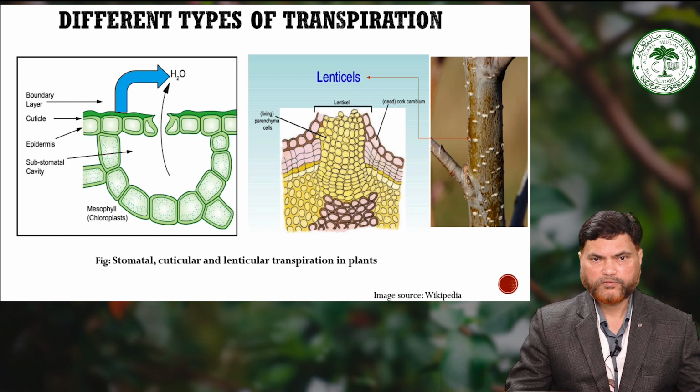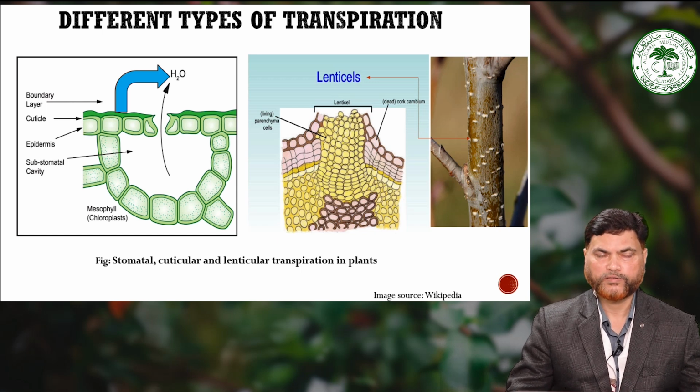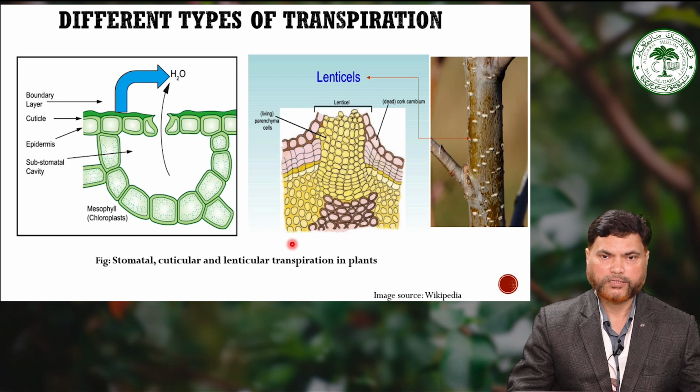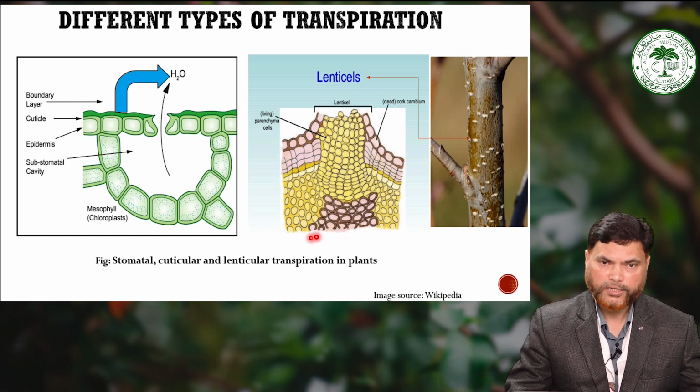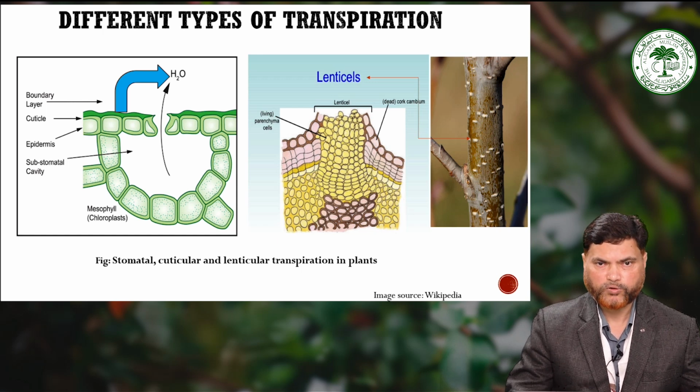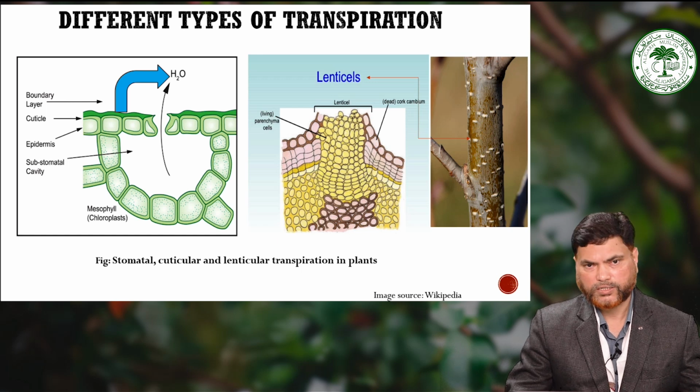Depending upon the plant surface, transpiration could be of three types. Stomatal transpiration: you see that small openings are present on the leaves, and through these minute pores transpiration takes place, and it constitutes about 85 to 90% of water lost by the plant. Then second is cuticular transpiration. Here water vapor is lost through the cuticle, but the amount of water loss is generally very small and contributes about 5 to 10% of the total transpiration.